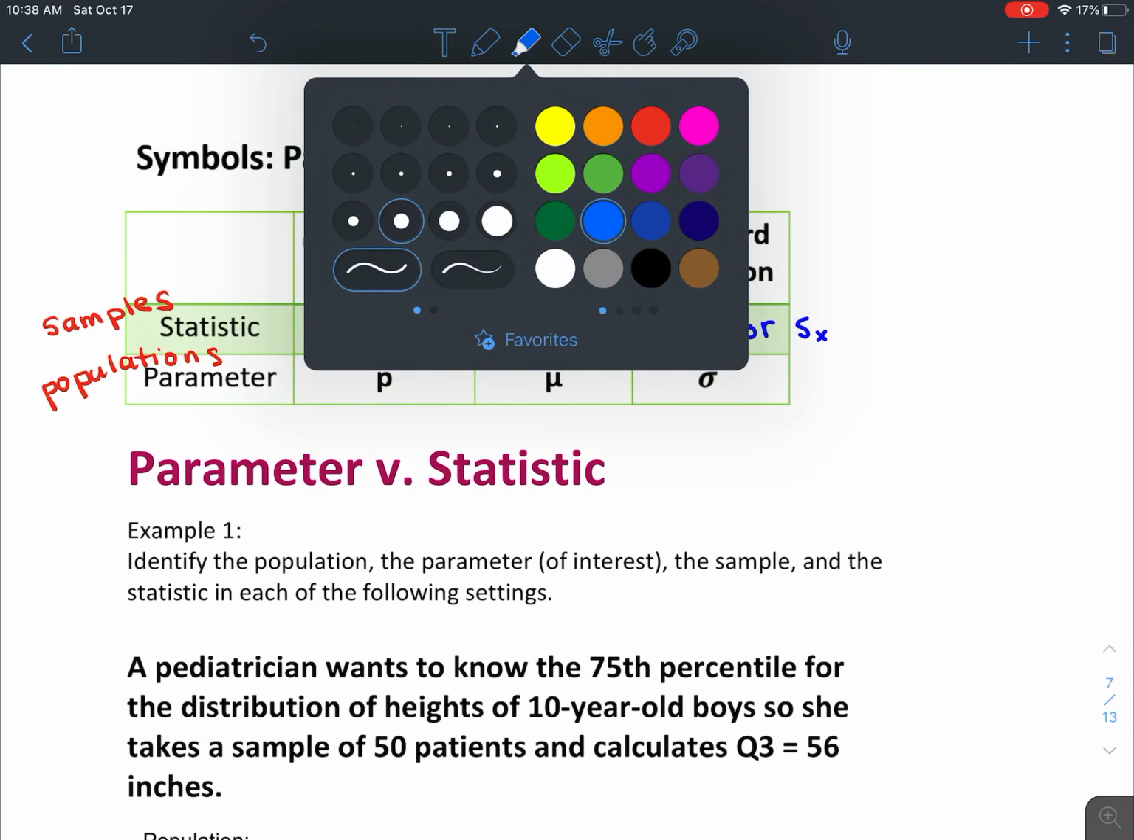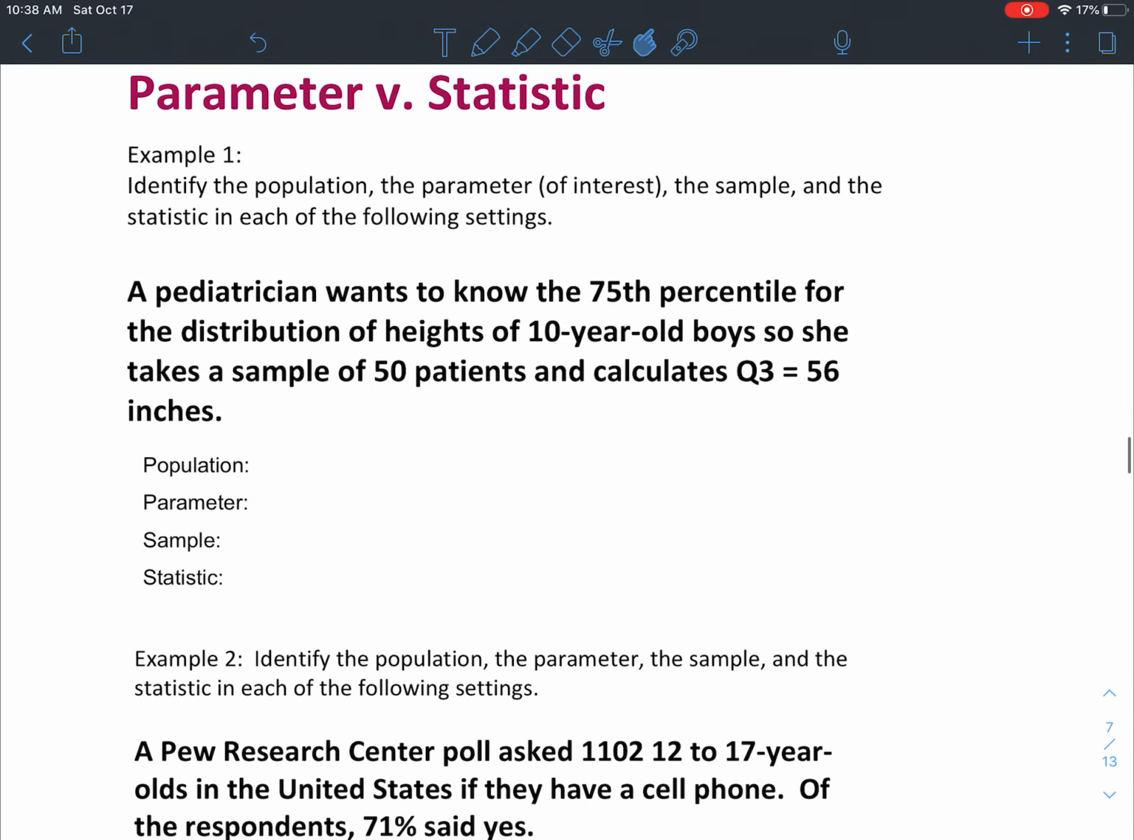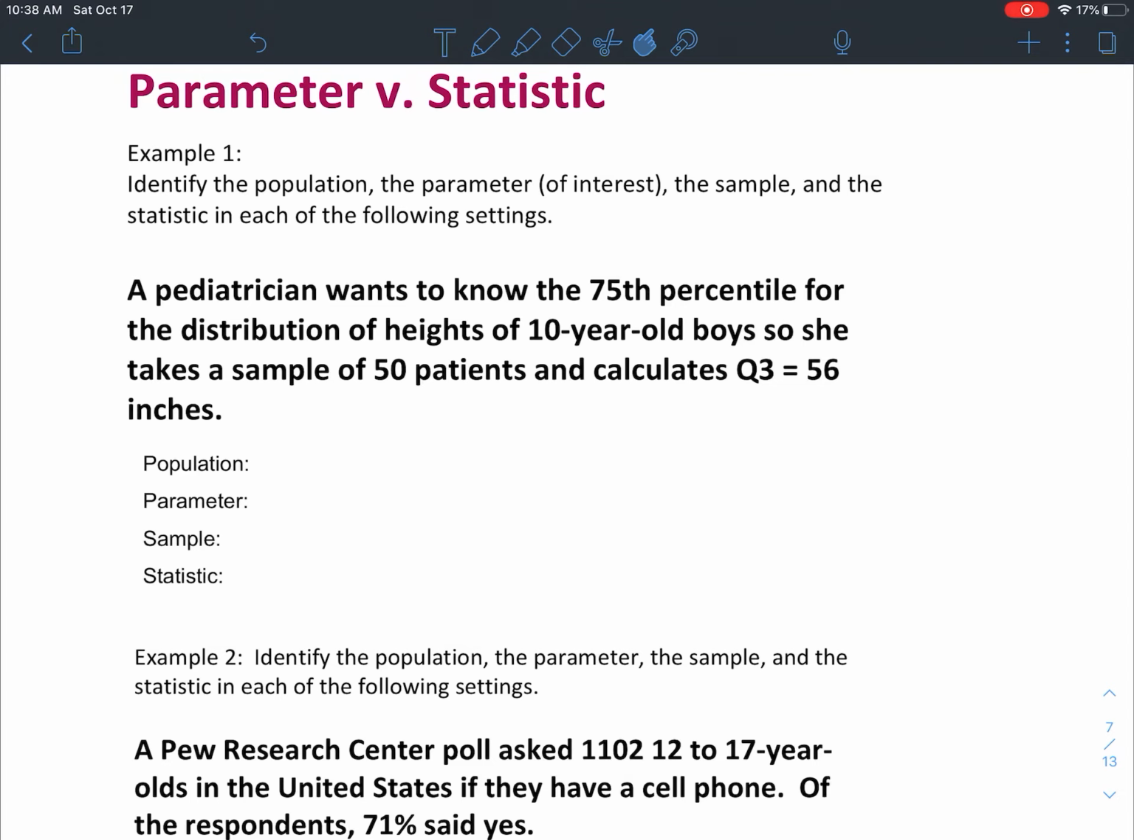There are also different variables used here for a standard deviation, and that is this sigma symbol for a population standard deviation. A lone S, or sometimes it's written S sub X, could be the symbol for the standard deviation of just a sample. And so we're going to close this video out with just looking at two short examples here, comparing a parameter versus a statistic.